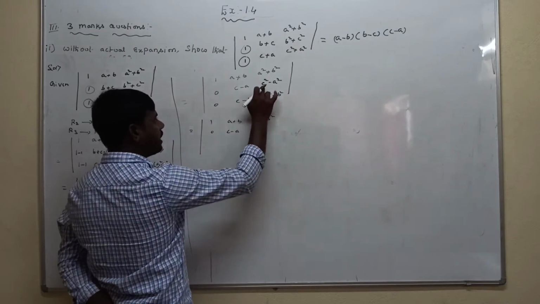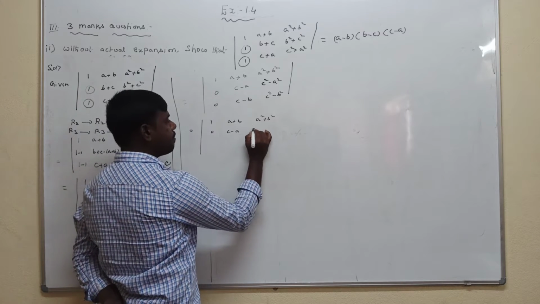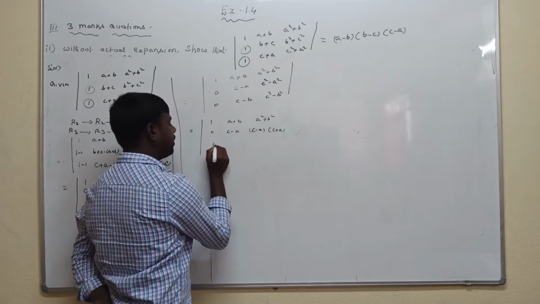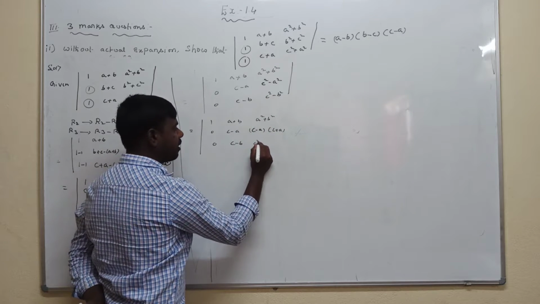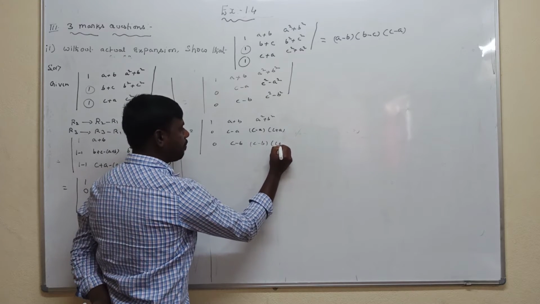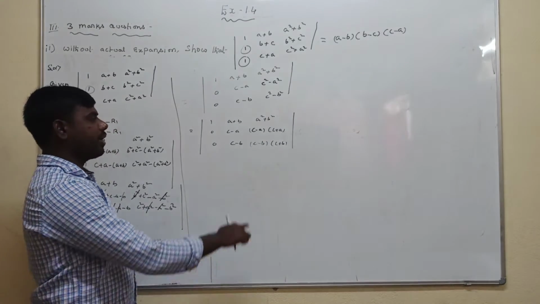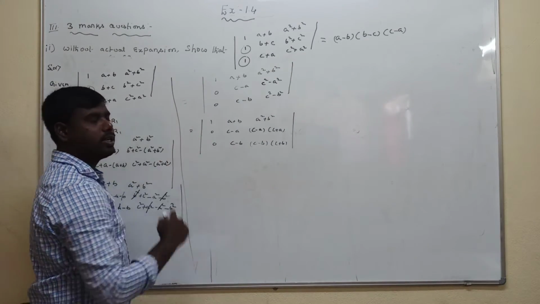c square minus a square can be written as c minus a into c plus a. Next, 0, c square minus b square can be written as c minus b into c plus b. Observe here students, second row taking common is c minus a, third row taking common is c minus b.